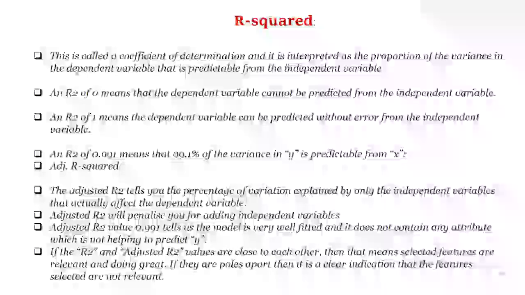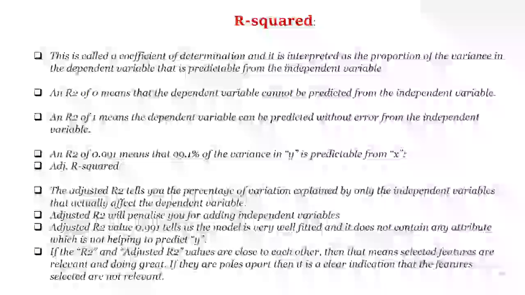So adjusted R square value 0.99. What does that mean? If the adjusted R square value is coming closer to 91%, the model is very well suited and does not contain any attribute which is not helping to predict Y. It gives you a clue that if the adjusted R squared value is much higher, it means your model is explained well. Your dependent variable is being explained by the independent variables in a very good manner.